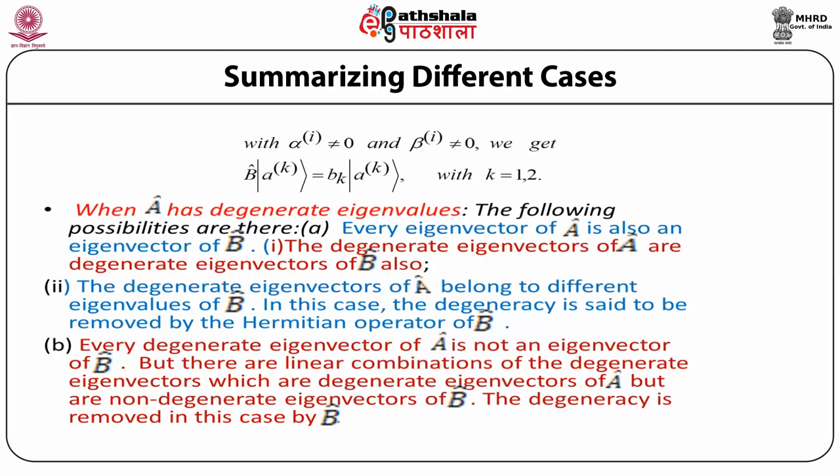And the other possibility is when every degenerate eigenvector of operator A is not an eigenvector of operator B, but there are linear combinations of the degenerate eigenvectors which are eigenvectors of operator A but are non-degenerate eigenvectors of operator B. The degeneracy is removed in this case by operator B. Complete set of commuting operators.